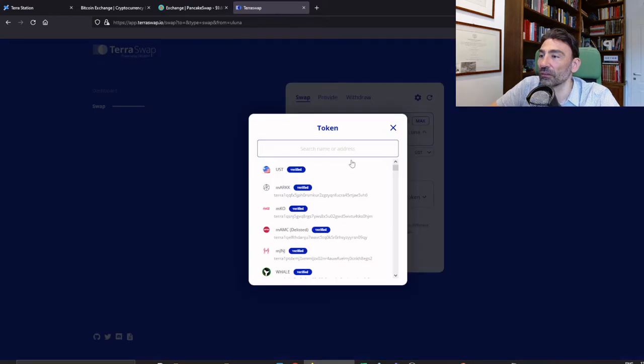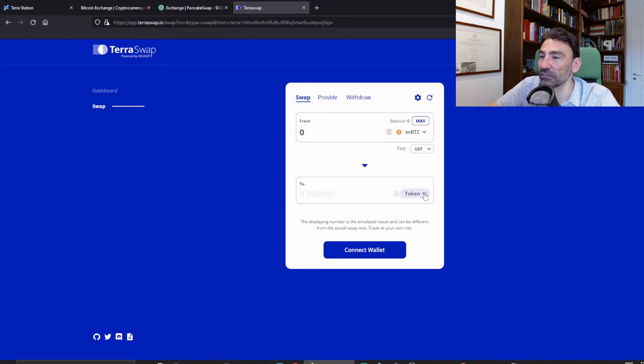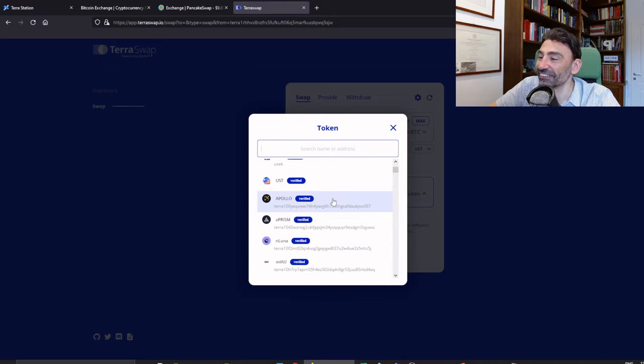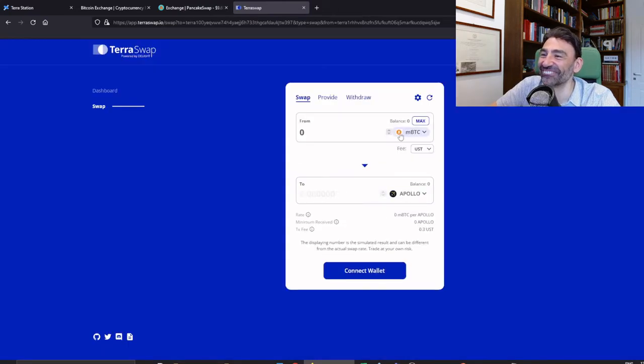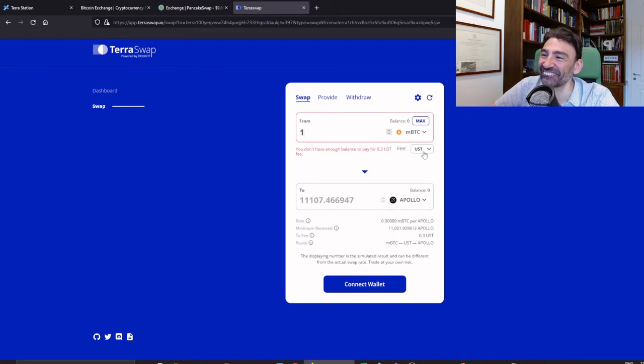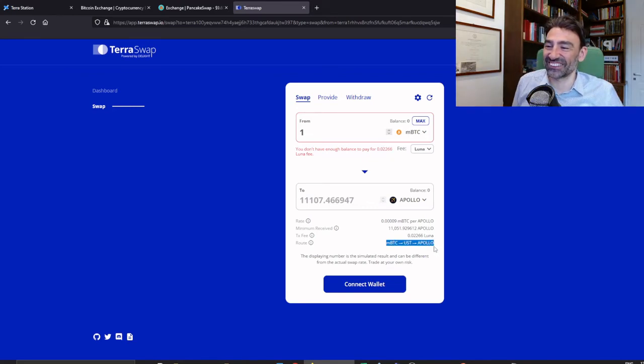Okay. This is the list of things that you can swap BTC for. Apollo. Okay, let's swap BTC for Apollo. Let's take one entire Bitcoin. Yes, I know that I don't have enough balance to pay the fees. I will pay the fee in Luna. I don't have enough balance, but if you exchange one BTC, you get 11,107 Apollos. And you can see the route. You don't really get Apollos immediately, but you pass through UST.